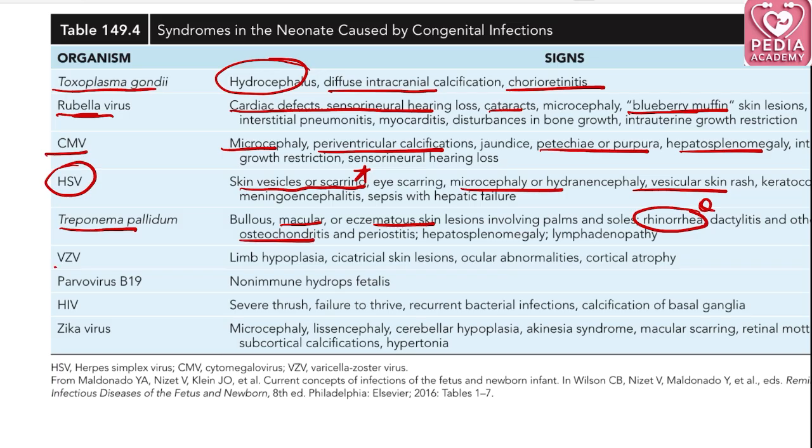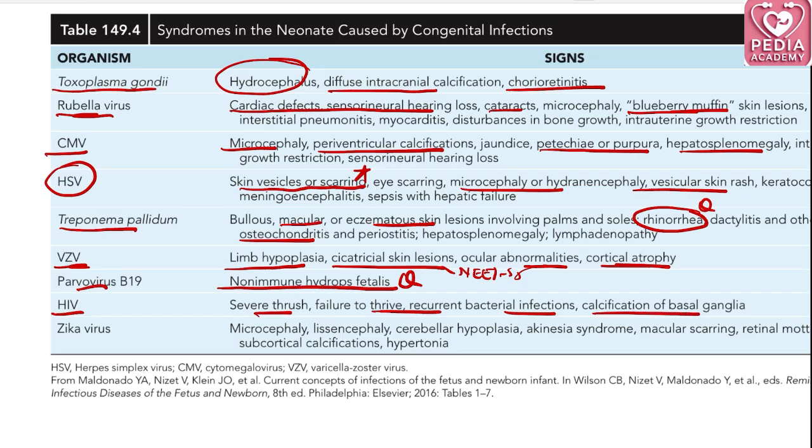Osteochondritis. Varicella zoster: limb hypoplasia, cicatricial skin lesions. This was an NEET SS question previous year. Ocular abnormalities, cortical atrophy. Parvovirus: non-immune hydrops fetalis. This is also a PYQ. HIV: severe thrush, failure to thrive, recurrent bacterial infection, calcification of basal ganglia. This was again a PYQ. Zika virus: microcephaly, lissencephaly, cerebellar hypoplasia. Basically, you have to remember these syndromes by congenital infections.